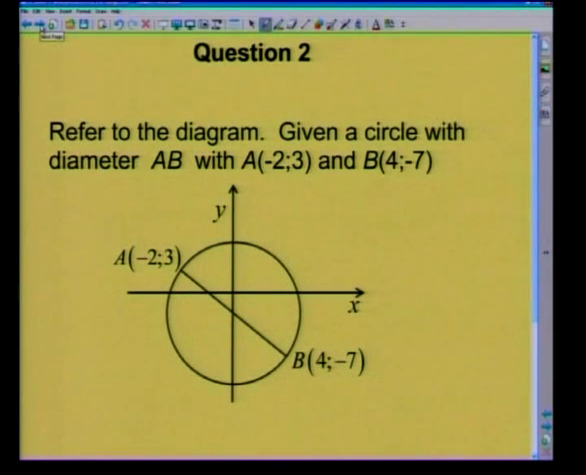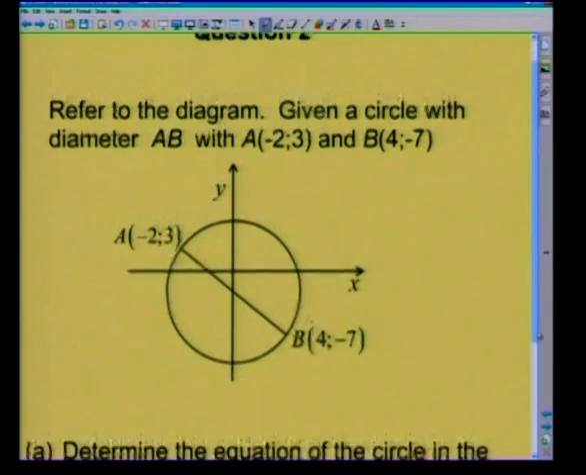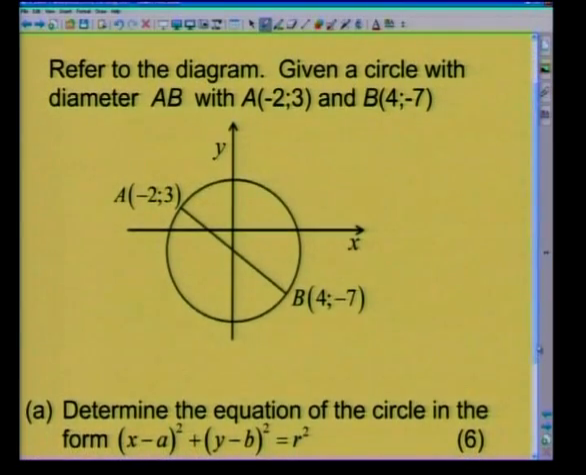It says refer to the diagram. Given a circle with a diameter AB, with A the coordinate minus 2, 3, and B the coordinate 4, minus 7. So far that's just information. The first question says find the equation of the circle in the form x minus a all squared plus y minus b all squared equals r squared.